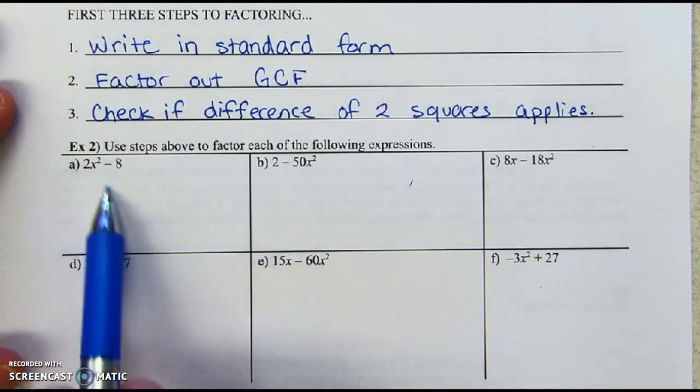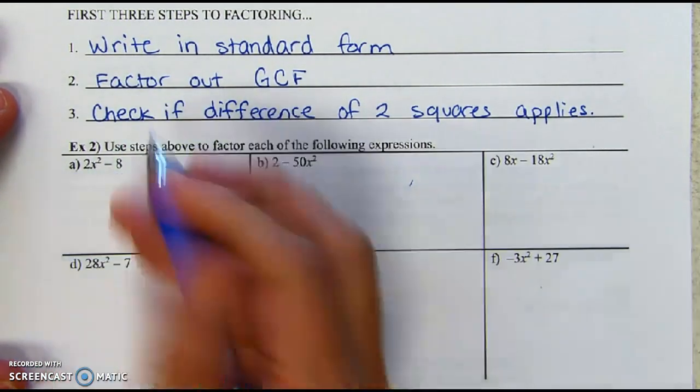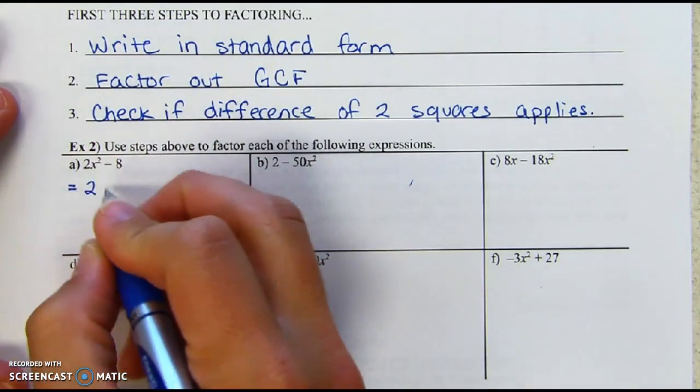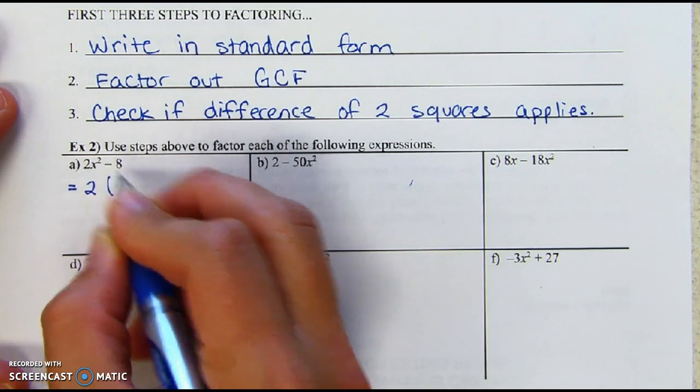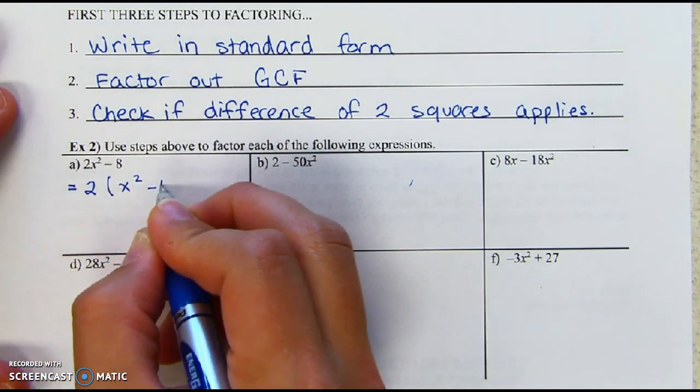Ready? Is this in standard form? Yes. Is there a greatest common factor? Yes. What's in both terms? A 2? Is there an x in both of them? Nope, just a 2. 2 times what is 2x squared? 2 times what is negative 8?